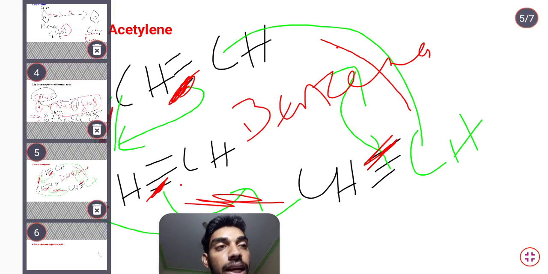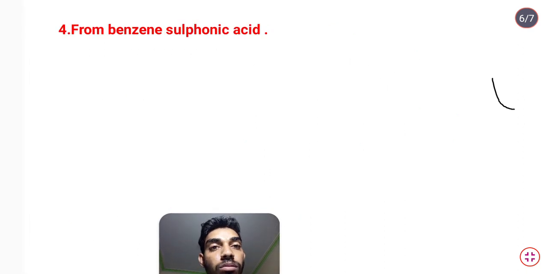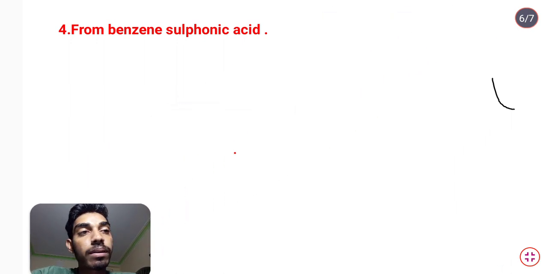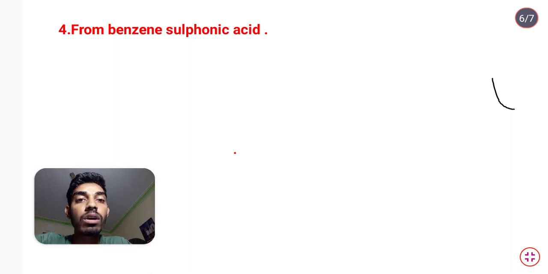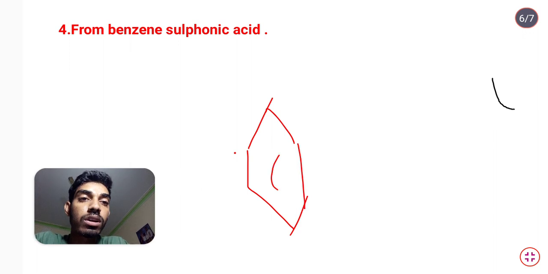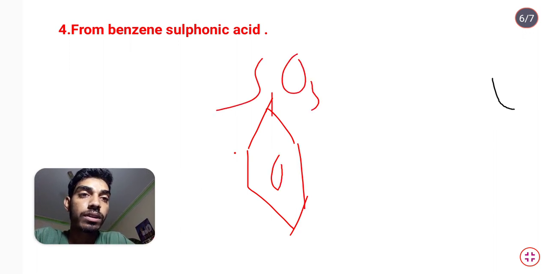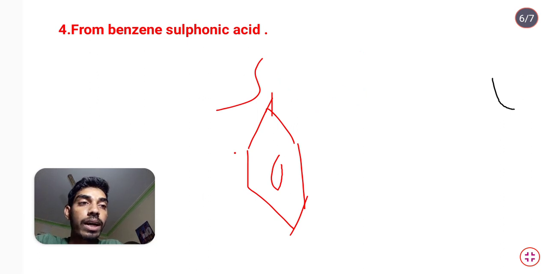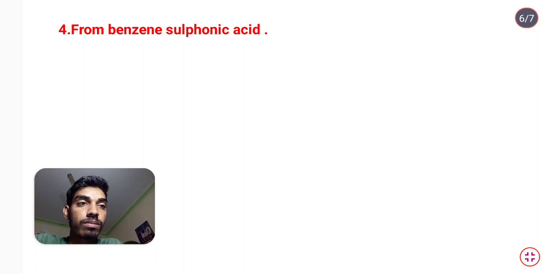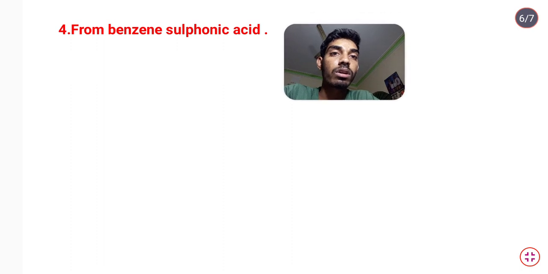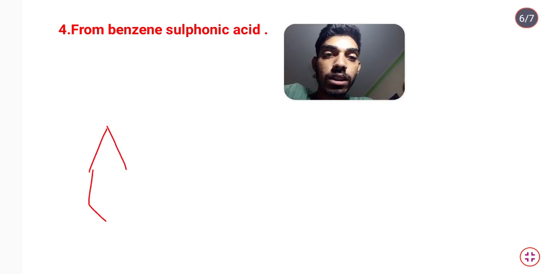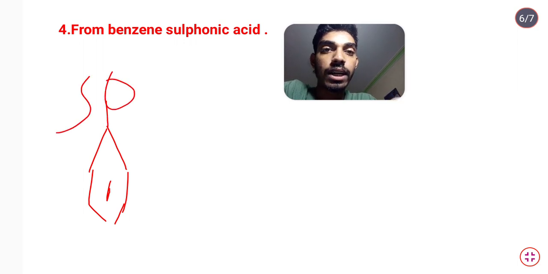Now let's go to the last preparation method. This is from benzene sulfonic acid. Let me draw the structure of benzene sulfonic acid. Simply the benzene ring will have SO3. This is known as benzene sulfonic acid. All guys, are you clear? Then we have to write down the complete structure. This is the benzene sulfonic acid, that is SO3H.